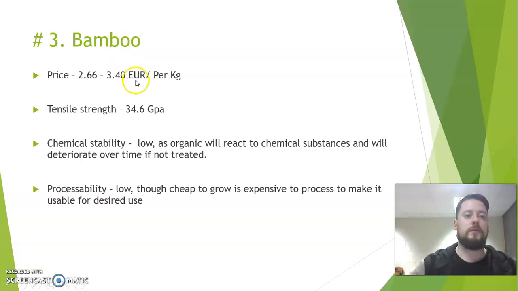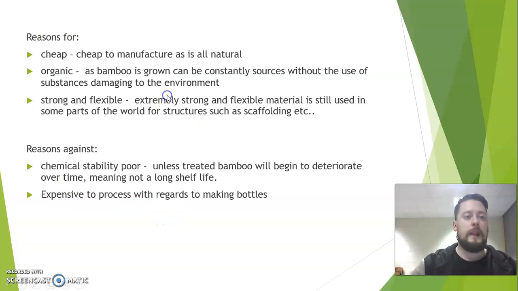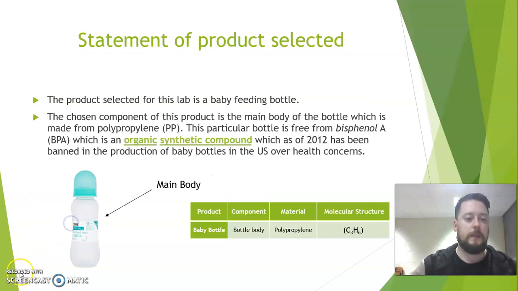Third one was bamboo. As you can see there, the statistics for them as well, the price, the tensile strength, chemical stability, and processability. Reasons for: cheap, it's organic, strong and flexible. And reasons against: chemical stability poor, unless it's treated it begins to deteriorate over time, and it's expensive to process when it comes to making bottles.